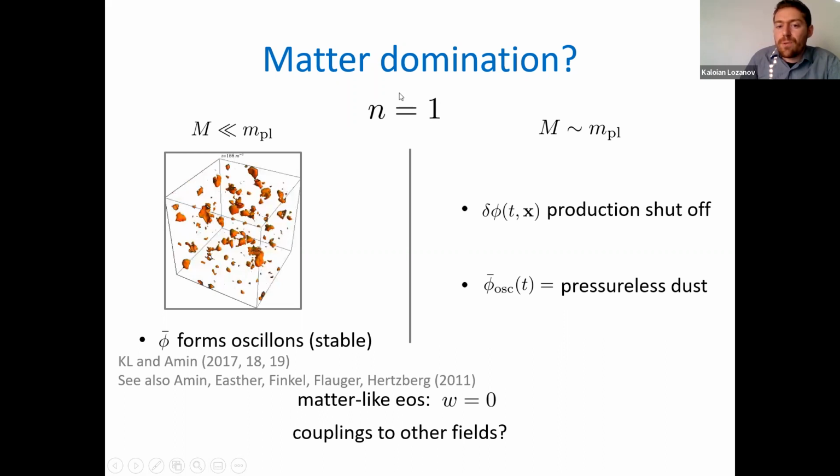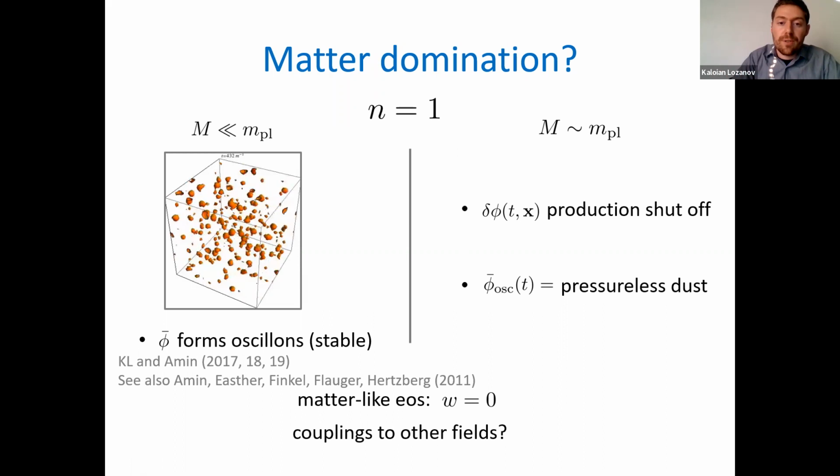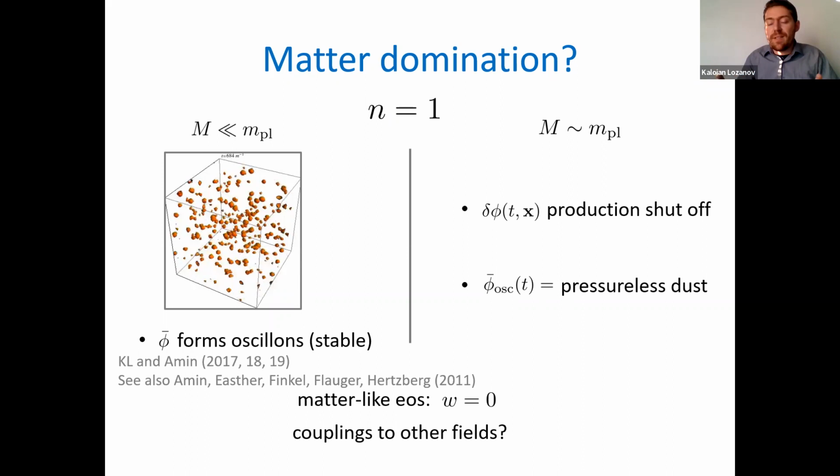So in these cases, in order to ensure the eventual approach to radiation domination and the successful completion of reheating, we need to explicitly introduce couplings of the inflaton to additional light fields. And this, unfortunately, can introduce great model dependence in our predictions. Nevertheless, we may consider this in the near future.